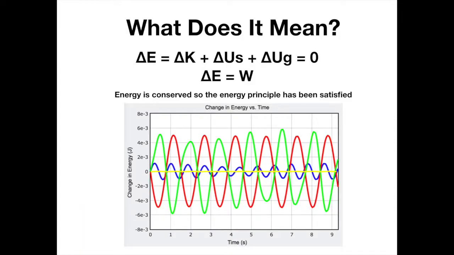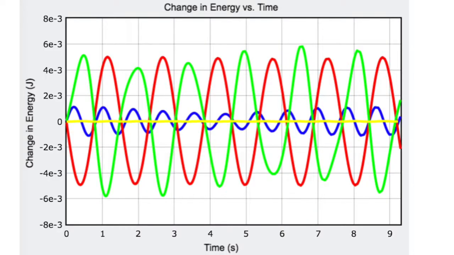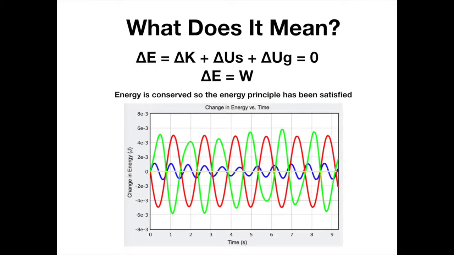In response to the what does it mean question, is the energy principle satisfied? As you can see in this graph of the energies in the system, where the blue line is the change in the kinetic energy, red is the change in the spring potential energy, green is the change in the gravitational potential energy, and yellow is the total change of energy, which we can see here is 0. Because the total energy change is 0, we can see that the energy is conserved and therefore the principle is satisfied.